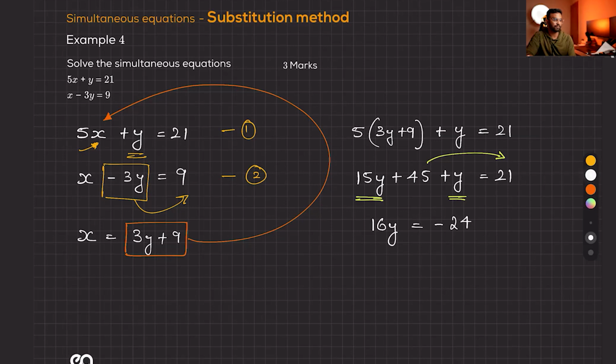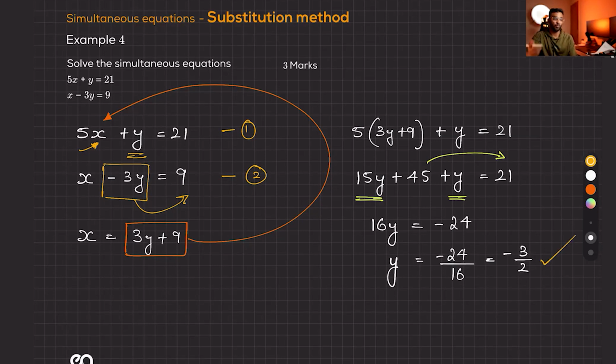Are you with me, guys? Yeah? Okay, now what do we do? We have to divide both sides by 16 in order to make y the subject. So we're finding y equals minus 24 divided by 16. How can we simplify it? This would be minus 3 by 2, by simplifying it with 8. Ta-da! We're done with y. So y is found.